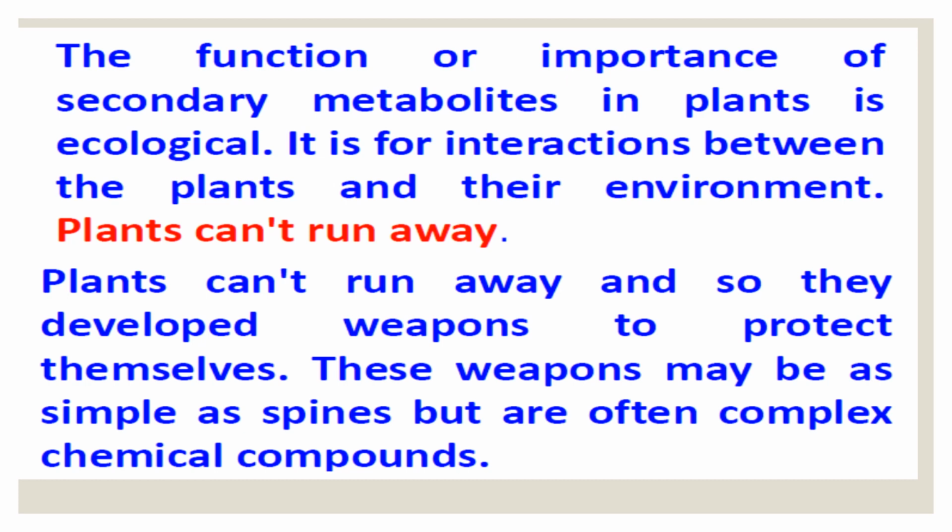That means a plant can't run away. You know that a plant cannot run away, cannot defend, cannot speak. So to avoid their enemies, they produce these secondary metabolites. Have a look at what a miracle from the Creator, who gave the plant these secondary metabolites as a weapon. Since the plant can't run away, it develops a weapon to protect itself. This weapon may be as simple as spines, but is often a complex chemical component.